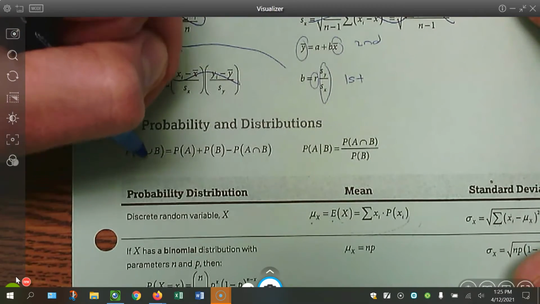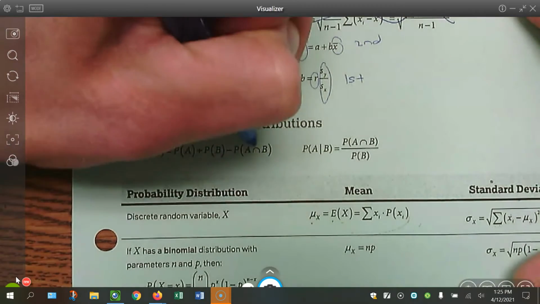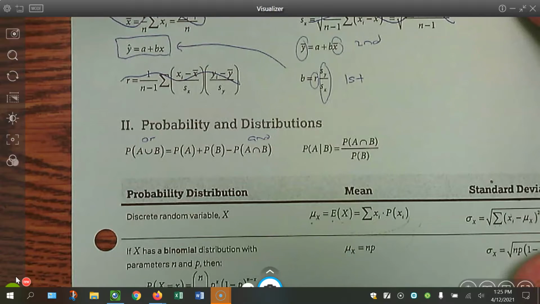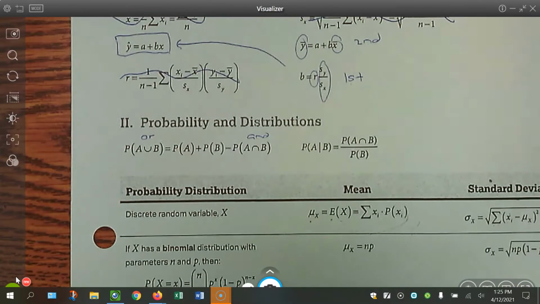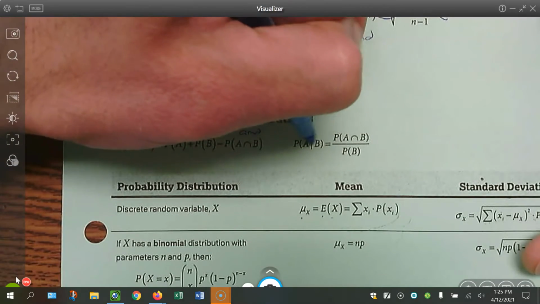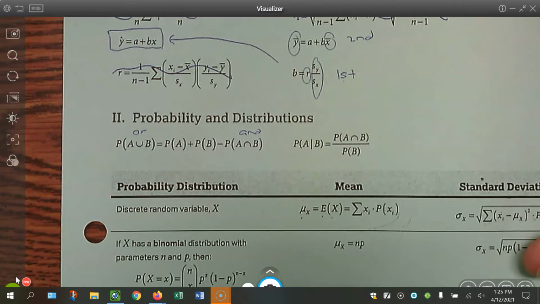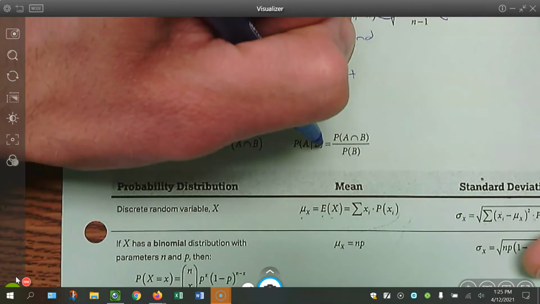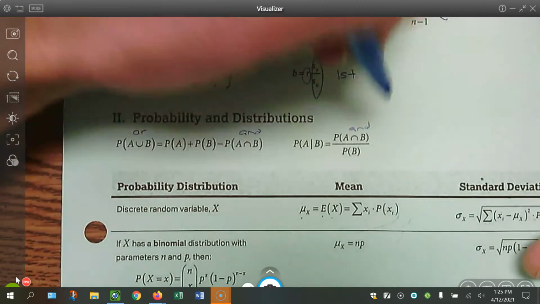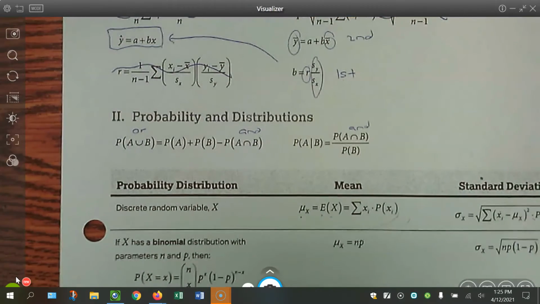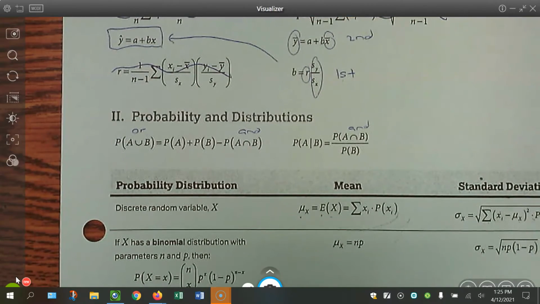Probability and distributions. Remember, this is union, which means or. This is intersection, which means and. So this would be for use on a two-way table, but you don't have to use the formula. You can just reason through it. Same idea here as far as a conditional probability: the probability of A given B is the probability of the intersection divided by the probability of what's given. We didn't spend too much time emphasizing the formulas in chapter 5.